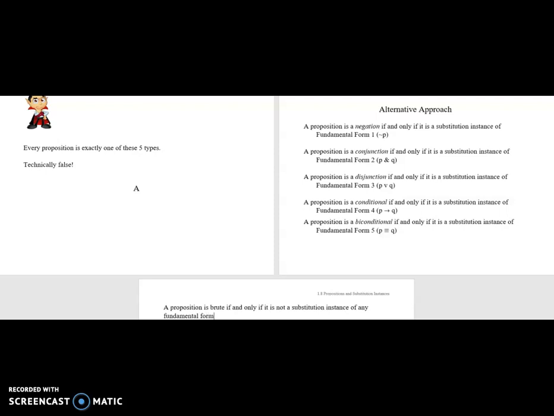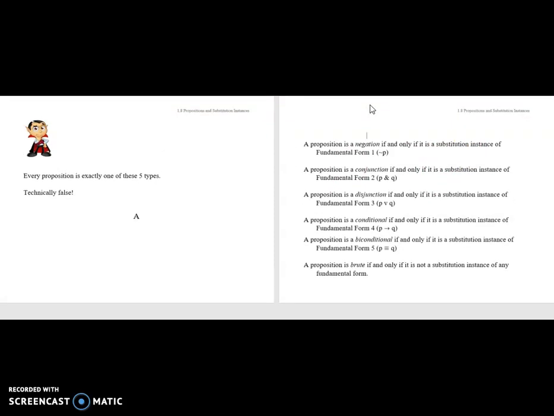Fundamental form. So I'm going to define this for you, and then hopefully we can pull it all up here. So let's define it this way. Perfect. So a proposition is brute, like this proposition, for example, if and only if it is not a substitution instance of any fundamental form. That is to say, alternatively defined, if and only if it has no main connective.